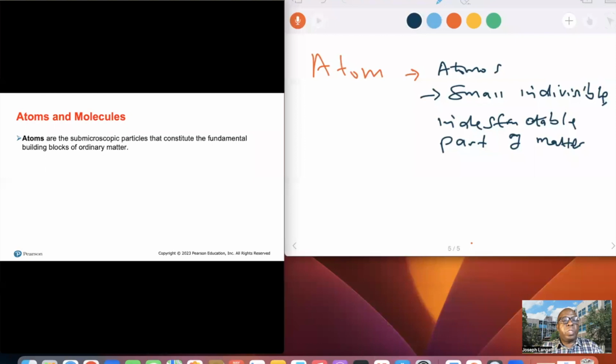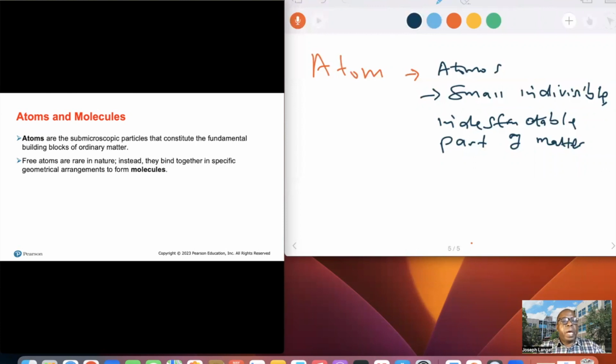Moving forward, when you see the bolded terms in the text, please make your own notes. You may see it in an exam. You may be required to define those terms.